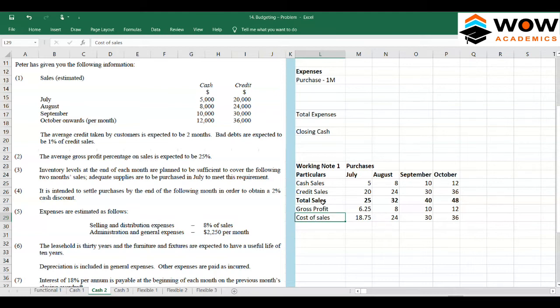So if you take a trading account, this would be a credit item, this would be a credit item, and this would be a debit item. So both, when you add, we get the sales amount. Now this is the cost of sales that we have. So let's see. Inventory levels at the end of each month are planned to be sufficient to cover the following 2 months sales. Adequate supplies are to be purchased in July to meet this requirement.